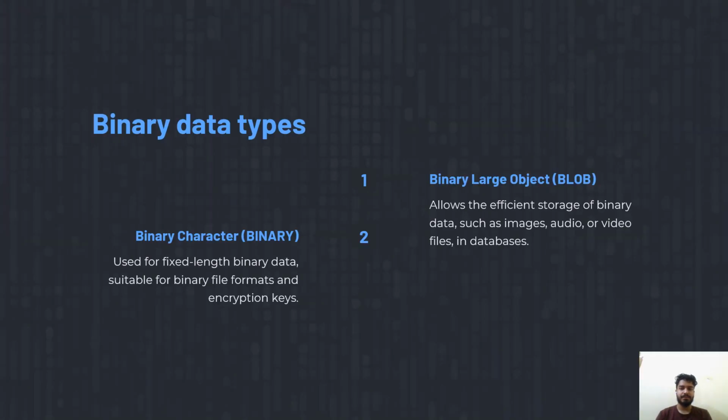Binary data types are of two types. The first one, binary large object BLOB, allows the efficient storage of binary data such as images, audio, or video files in databases. Binary character is used for fixed length binary data, suitable for binary file formats and encryption keys.